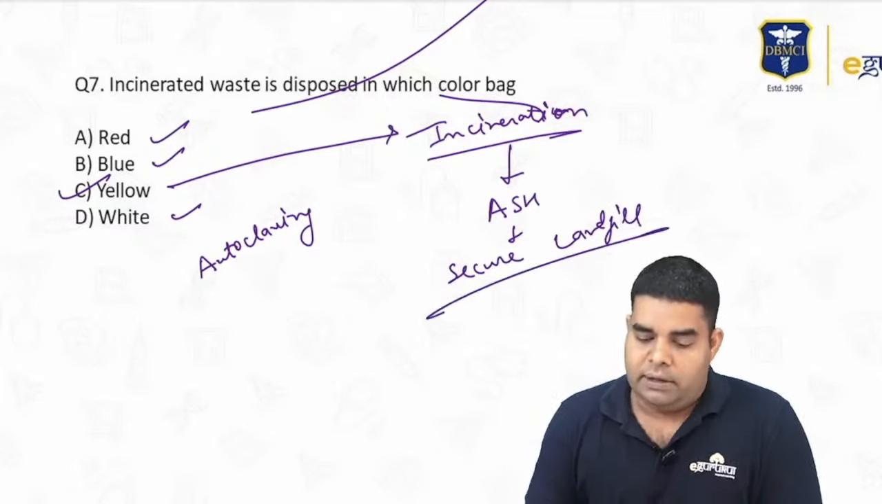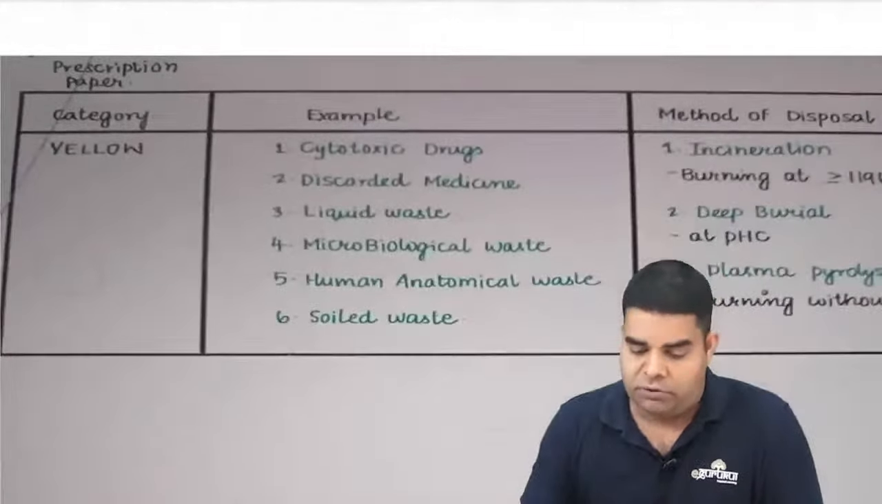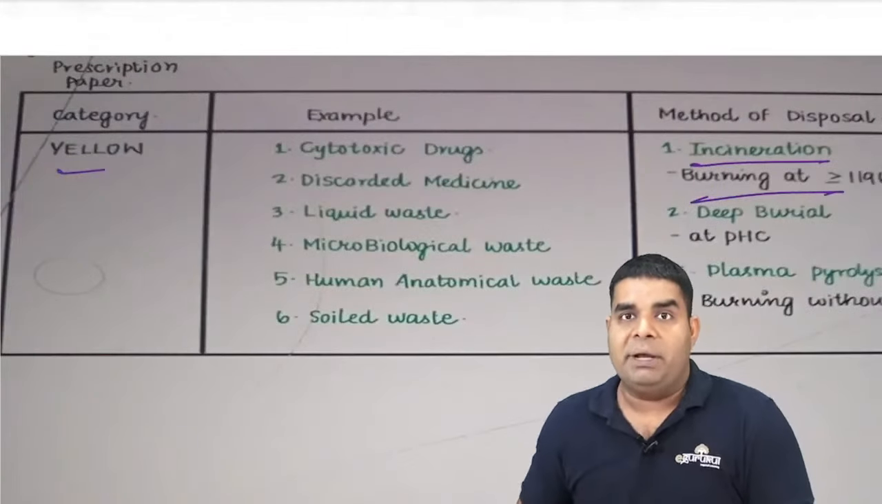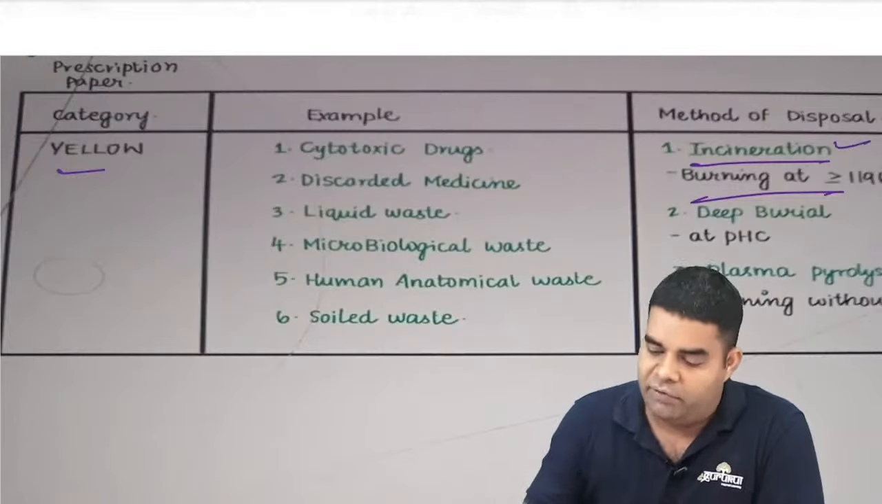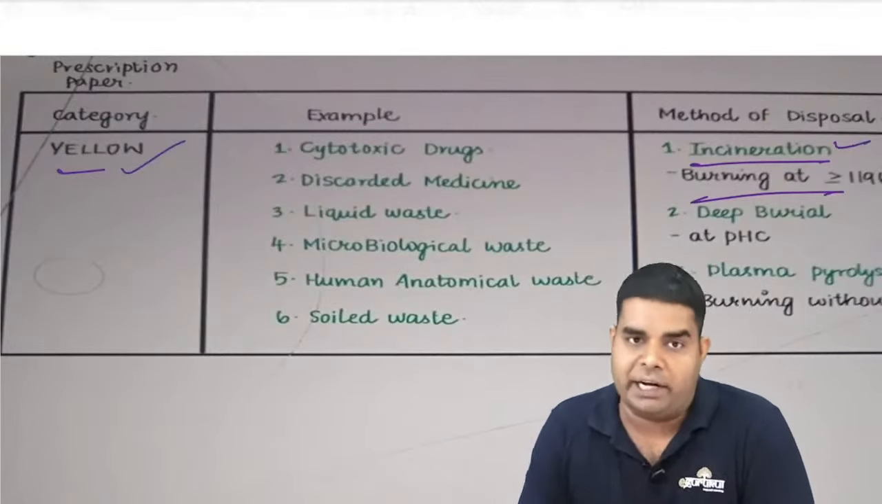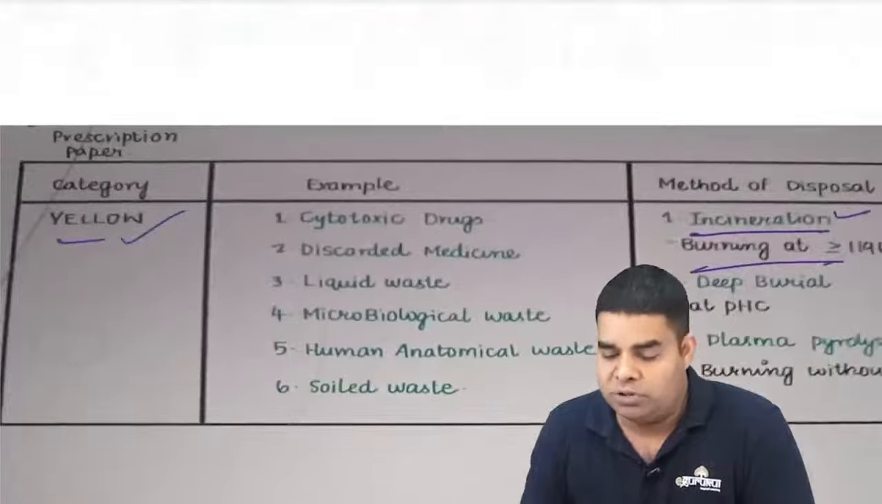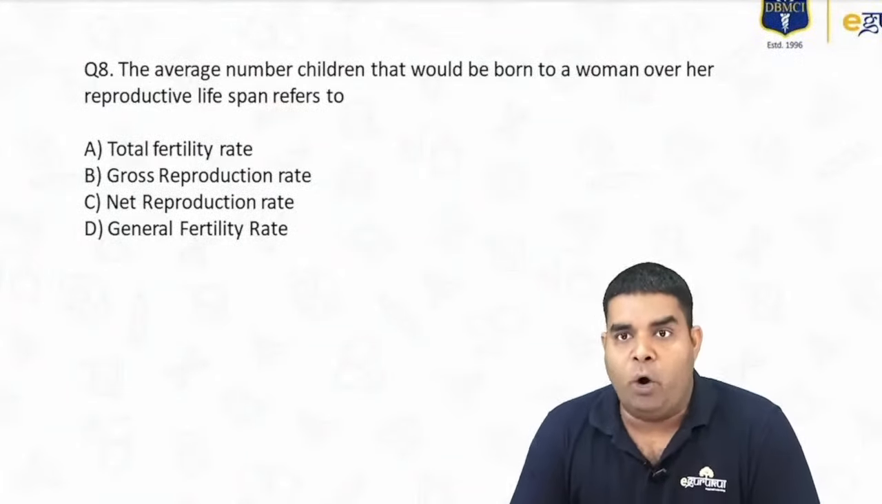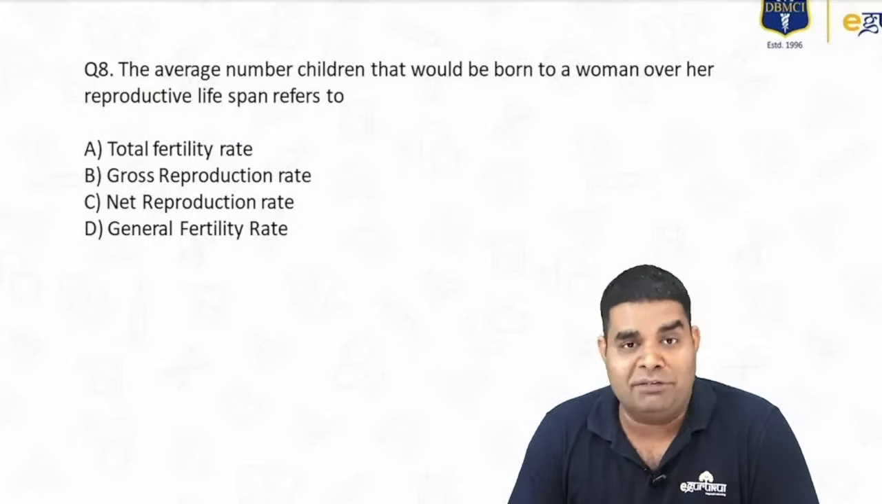Okay, so remember, and of course we all know that in the yellow category we have incineration as the first method of disposal. So incinerated waste should be stored in a yellow category bag, and then it should go to a secure landfill for disposal.